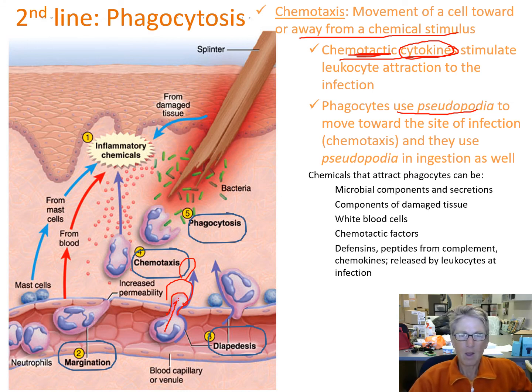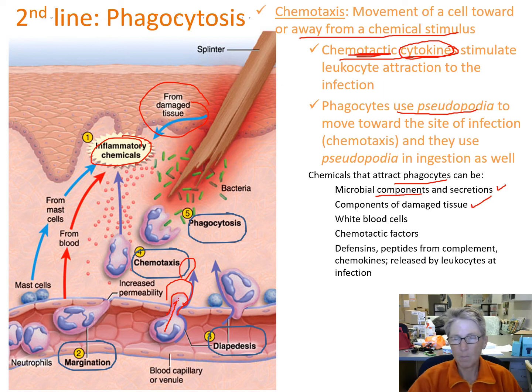Chemicals that attract phagocytes, so in this cartoon it just says inflammatory chemicals, but chemicals that could attract phagocytes in general could be microbial components and secretions from microbes, components of damaged tissue. So that's what this cartoon is showing. The chemicals came from damaged tissue. White blood cells could also secrete chemicals that would attract phagocytes. Chemotactic factors can attract phagocytes, and all these molecules can attract phagocytes as well.